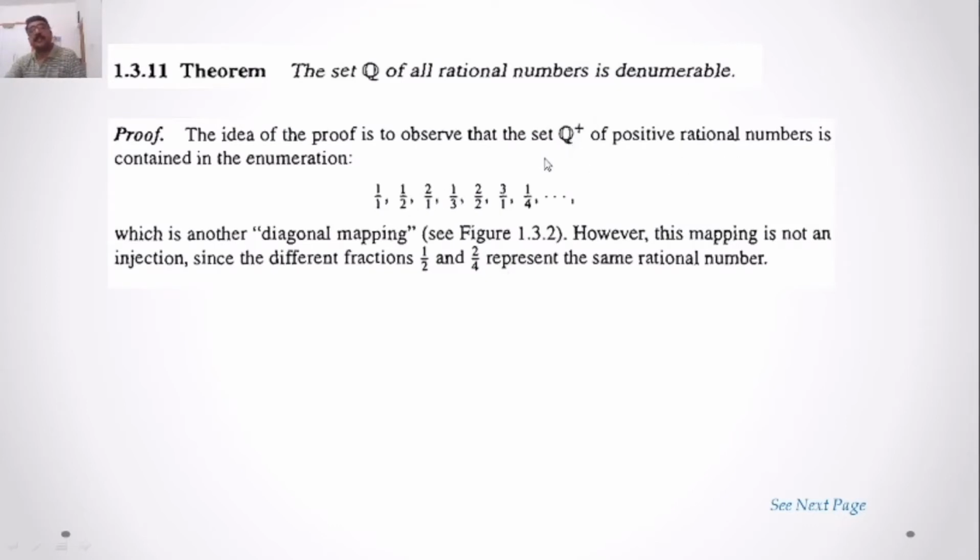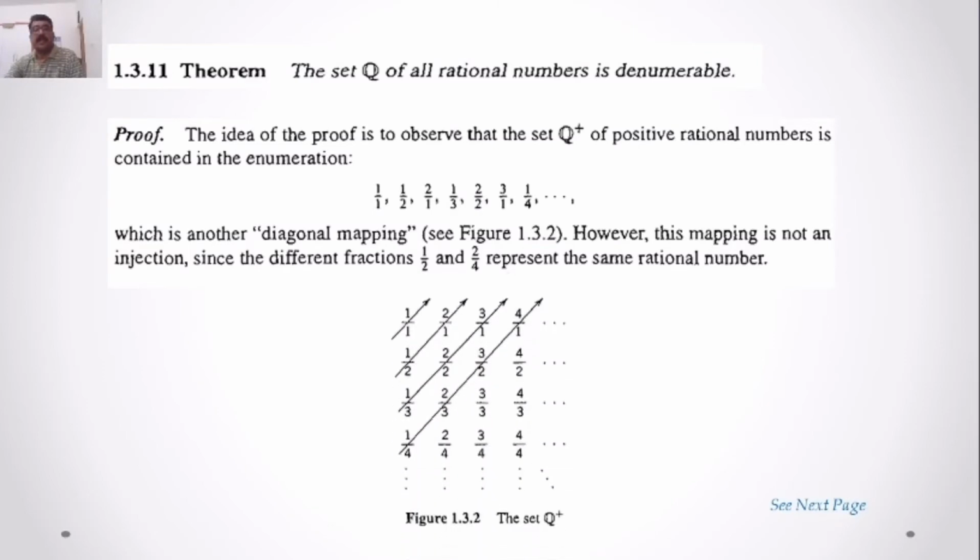The set of all positive rational numbers you can list in a rectangular arrangement: rationals with denominator 1, then rationals with denominator 2, like that. You see here 1/1, 2/1, 3/1, 4/1, etc. 1/2, 2/2, 3/2, 4/2, etc. This way you arrange all the positive rationals in rectangular form, having denominator 1 in the first row, denominator 2 in the second row, like that.